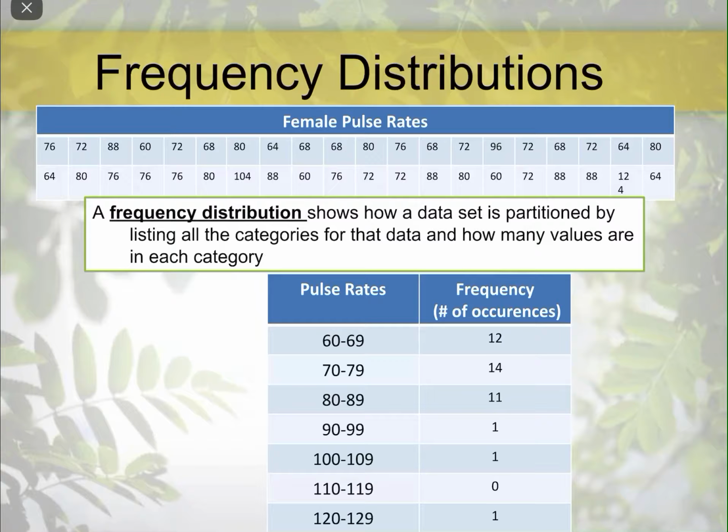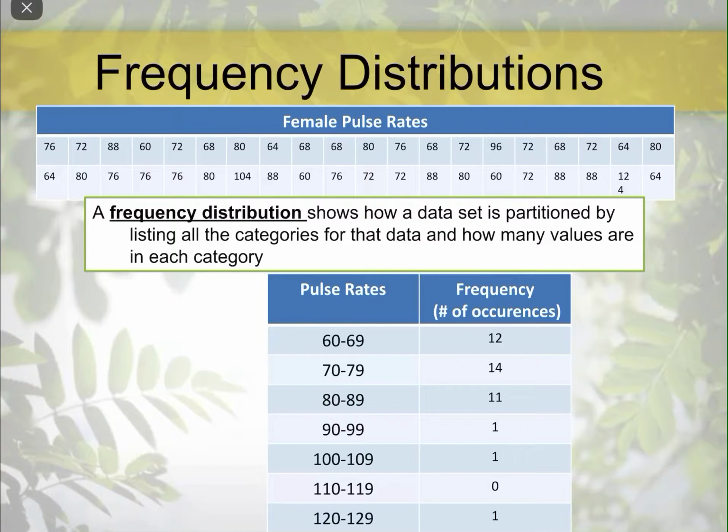There's our pulse rates on the left column, 60 to 69, 70 to 79, 80 to 89, and so on. And the frequency is how many of those pulse rates are in each category. So for example, the first category, 60 to 69, says that the frequency is 12. That must mean that in that data set, there are 12 instances of pulse rates in the 60 to 69 category. And there must be 14 data points in the 70 to 79 category.